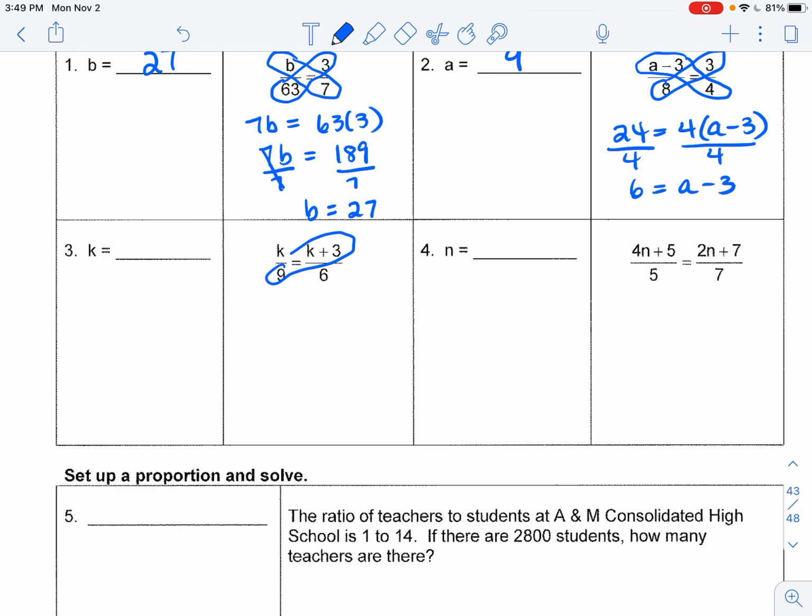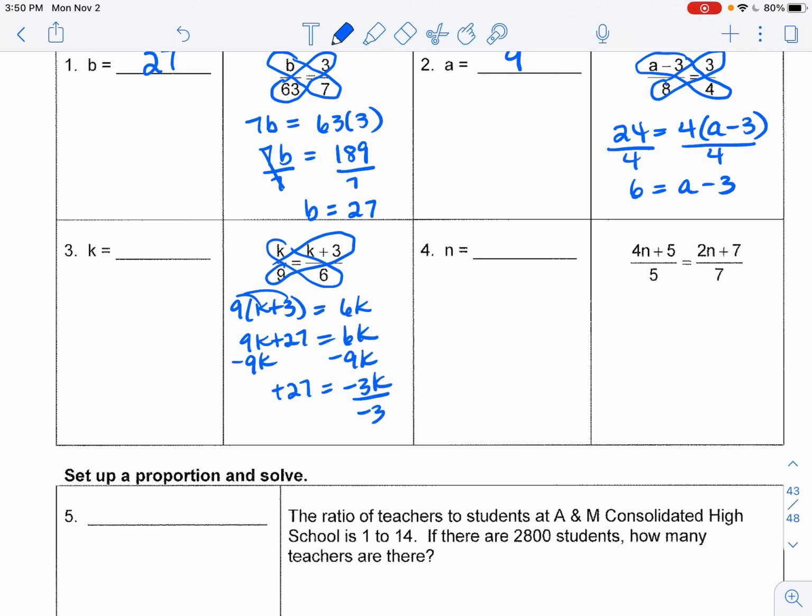In number 3, same process. 9 times k plus 3 is equal to 6k. Distribute this time on the left. 9k plus 27 is equal to 6k. Subtract 9k. 27 is equal to negative 3k, and divide both sides by negative 3. K is equal to negative 9.